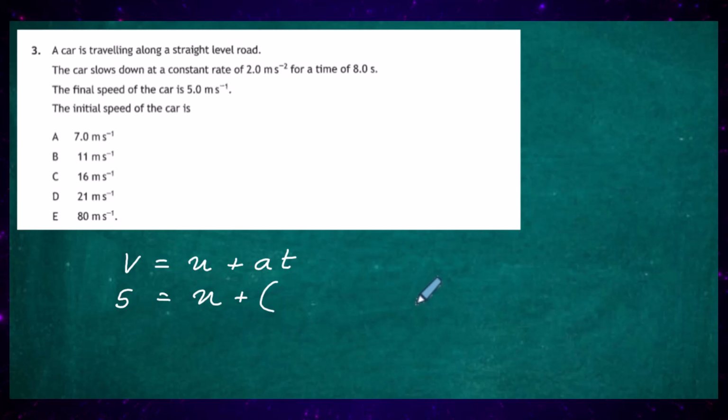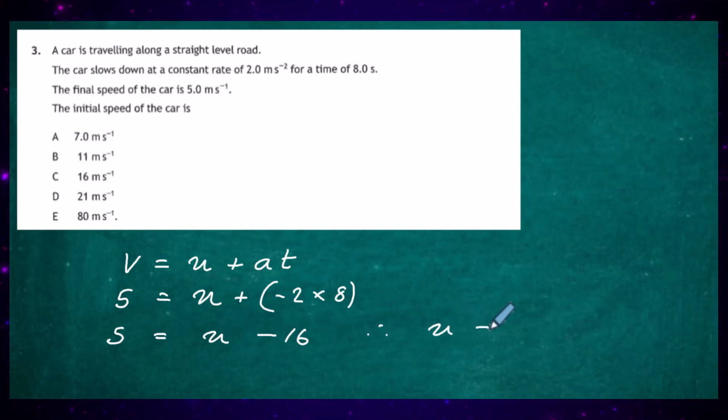The car is slowing down at a constant rate of 2 meters per second every second, which means acceleration is -2. And multiply that by the time it was decelerating for, 8 seconds, and we've got a simple little equation. 5 is going to equal u, and this is going to give you -16, like that. So therefore, to find out what u is, it's just a simple case of saying 5, take the 16 over, and we get 5 plus 16, and the initial speed of the car is going to be 21 meters per second. 21 meters per second, and the response for that one is going to be D.